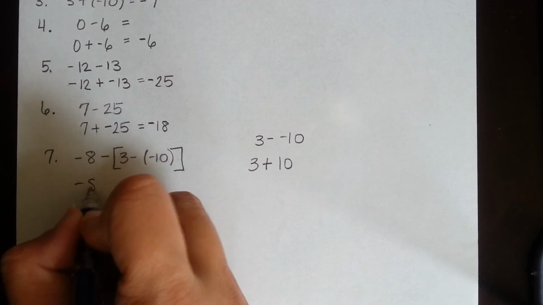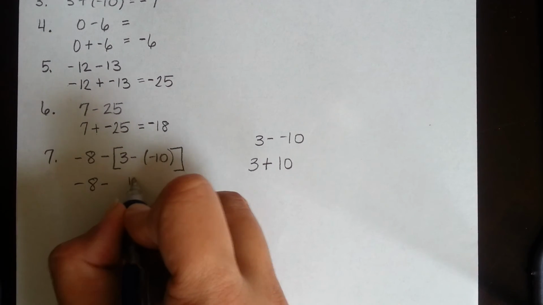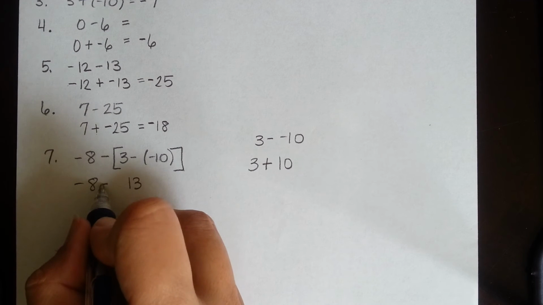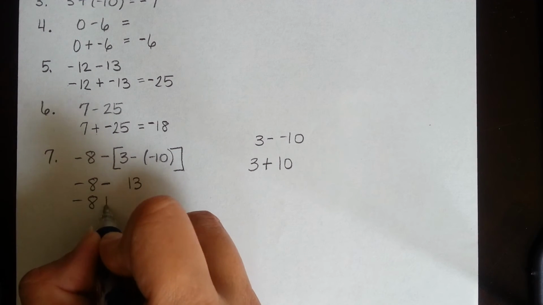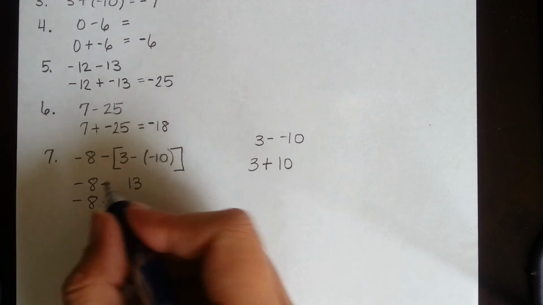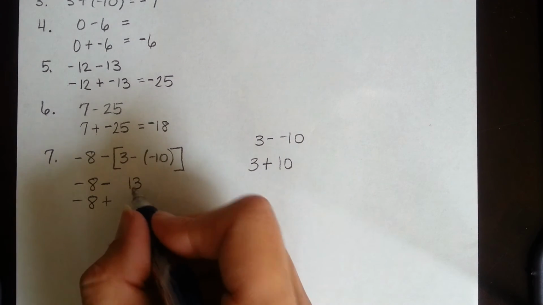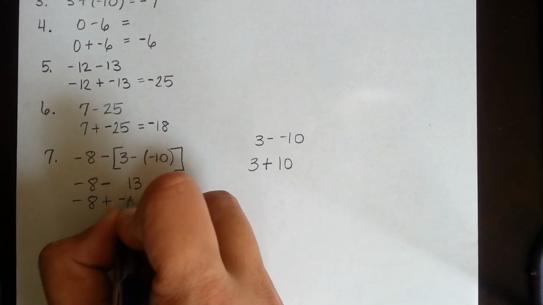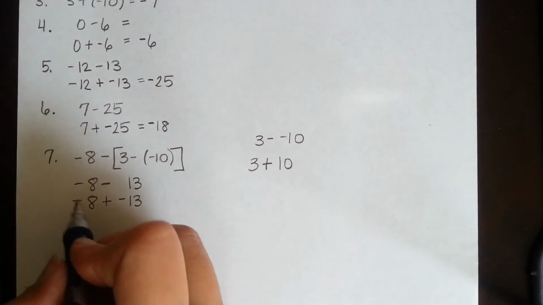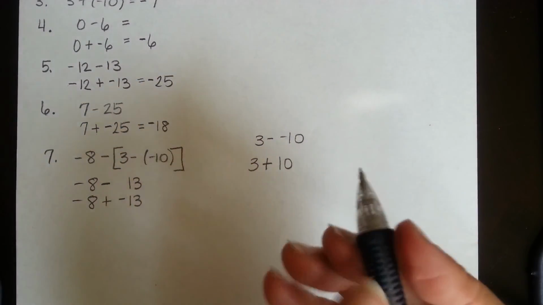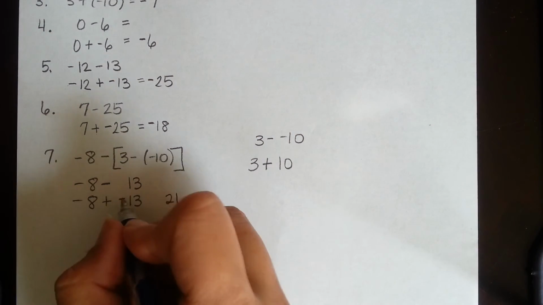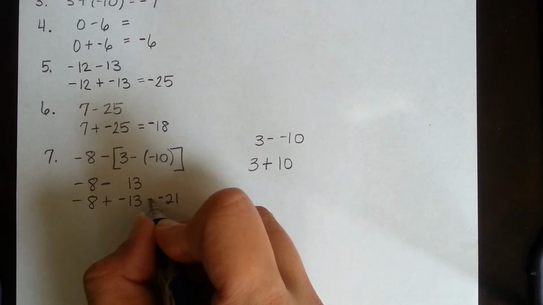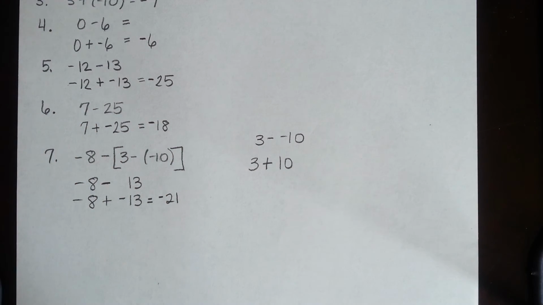So I have a negative 8 minus 13. Once again, I have a subtraction symbol, so I'm going to change to addition. Negative 8 stays the same. Then we change from subtraction to addition. The opposite of 13 would be negative 13. Since these have the same sign, I can add them together and keep the sign. So I should get a negative 21.